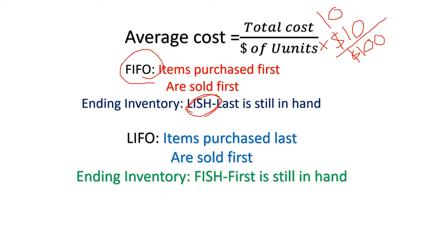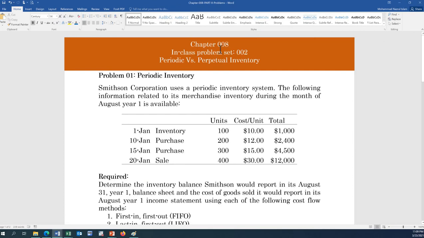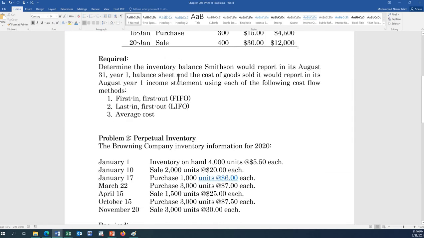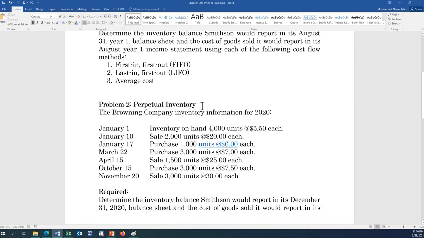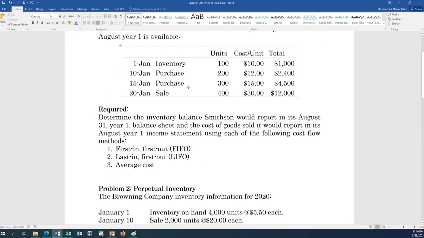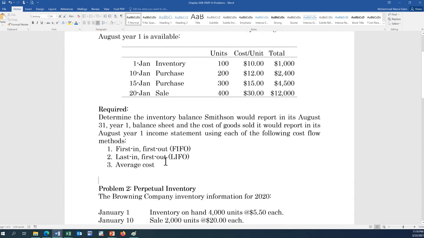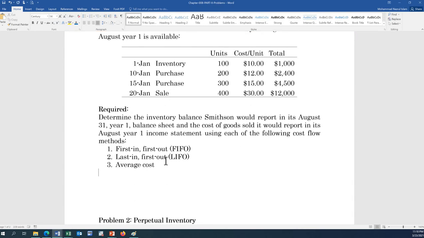Okay, so let's solve one problem. It is always better to solve problems. This is problem set 2 of chapter 8. You can see the periodic versus perpetual inventory system. There are two problems here: the first one is the periodic and the second one is the perpetual inventory system. In this part, I will solve the first problem, and then in the second part, I will solve the second one. Now let's see how to solve this one.